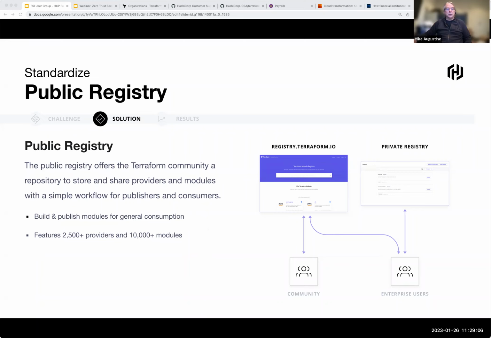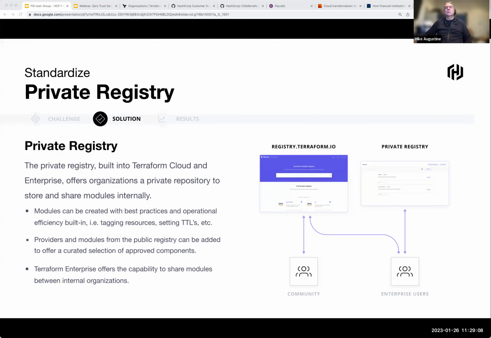As we said, there is a private registry as well, which is local to your world. Even if you're in Terraform Cloud, you have your own private registry, and that's how you can create your own modules, as well as having an ability to bring modules and such from the public registry into your domain.